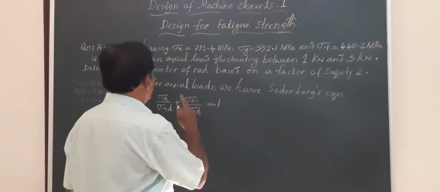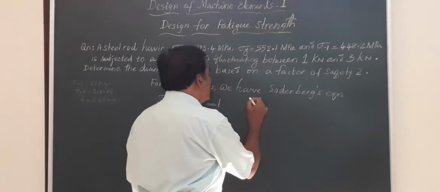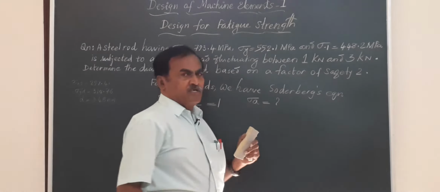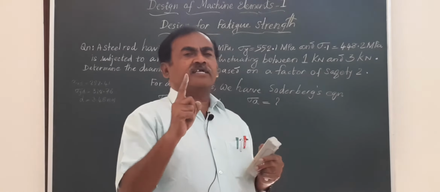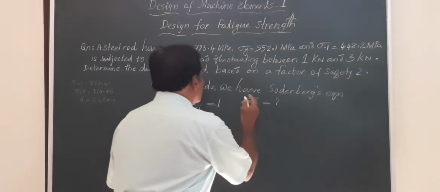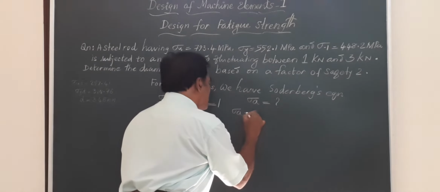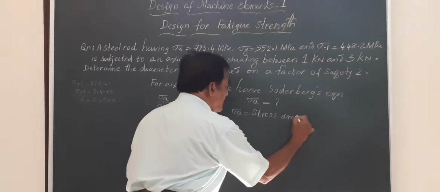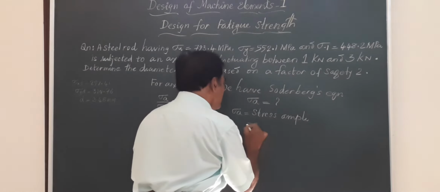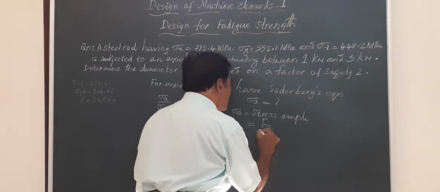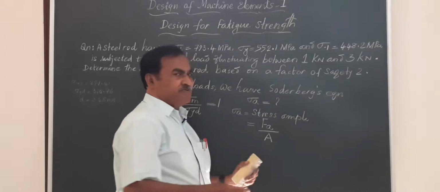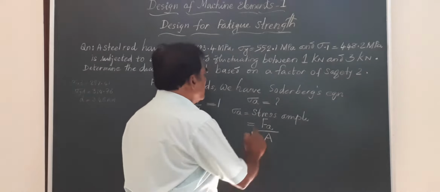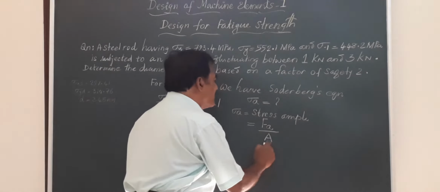Friends, let me explain one by one all these. Let's see how to find out this sigma_a. What is sigma_a? Sigma is stress, a stands for amplitude. So this sigma_a is stress amplitude, which is given by F_a divided by capital A. All these equations are available in the data handbook. You need not learn any of these by heart. So stress amplitude is F_a by A.